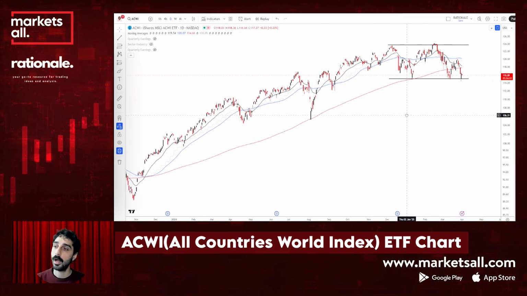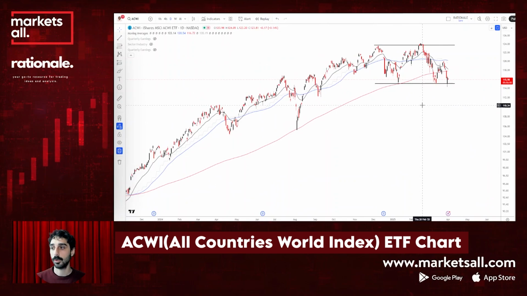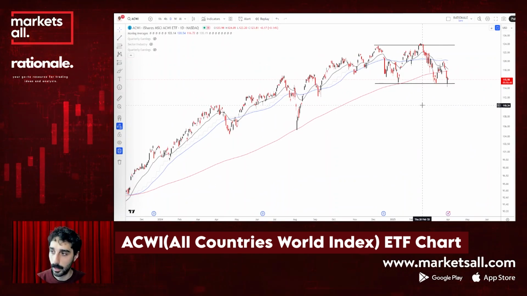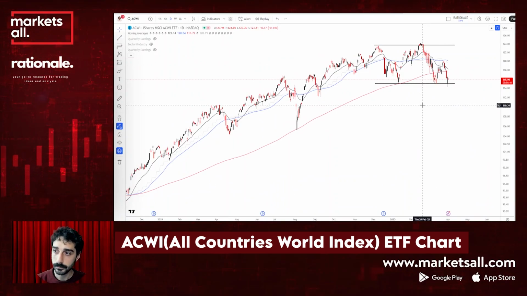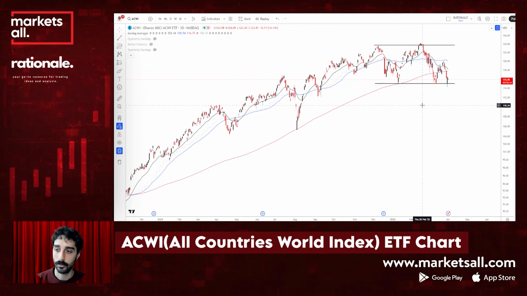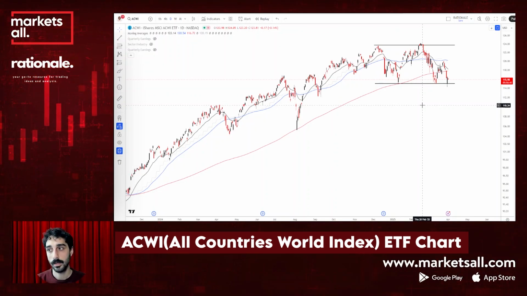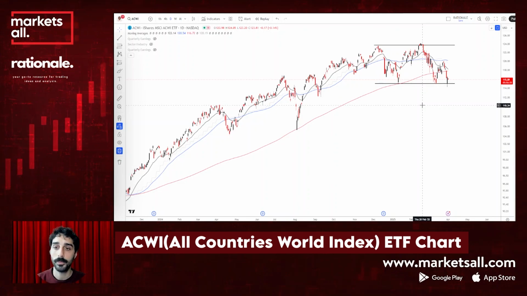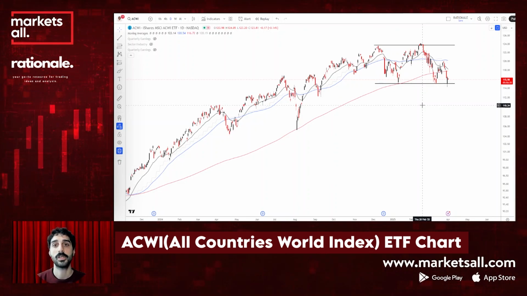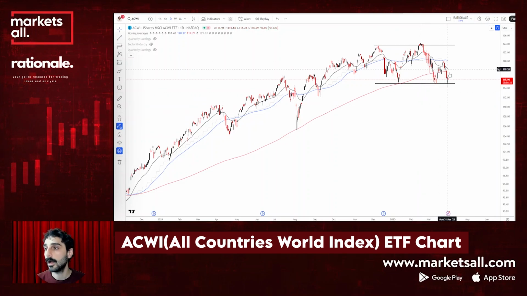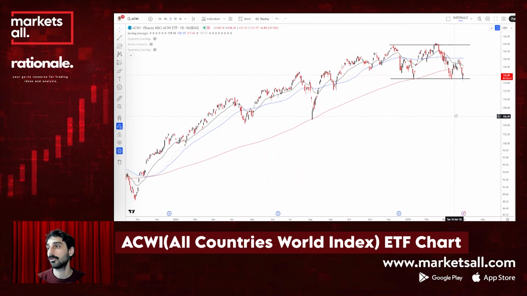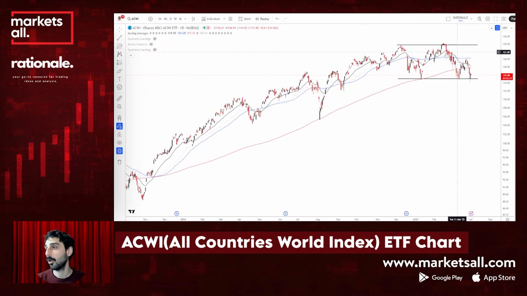This is the all-country world ETF. I mean, the major part of this ETF for sure is US equities, but there's also European equities appreciation from the beginning of the year, which managed to hold this chart around here.